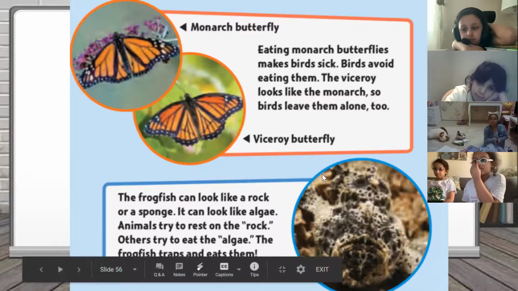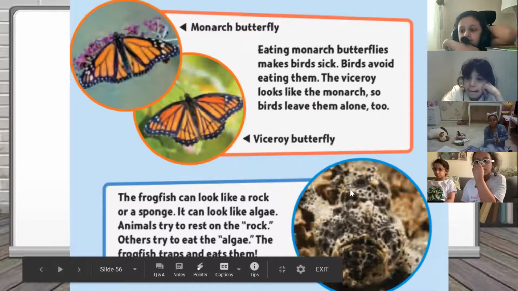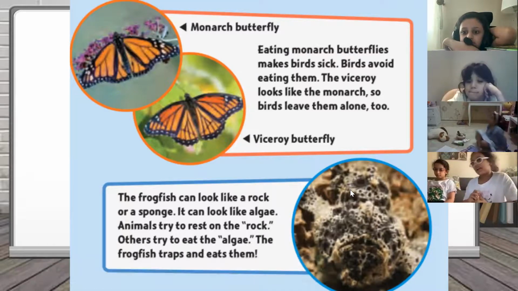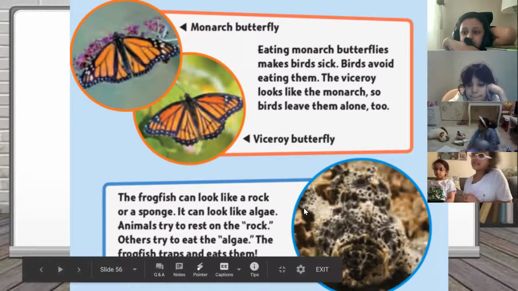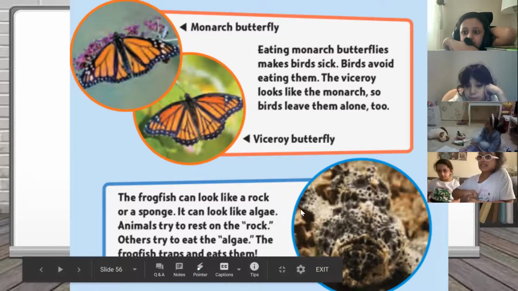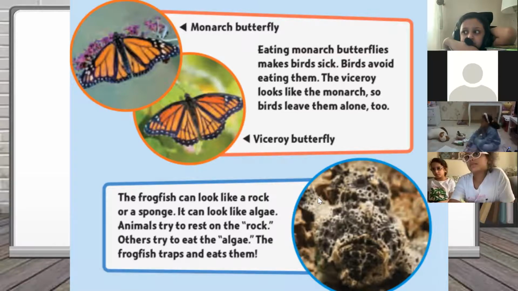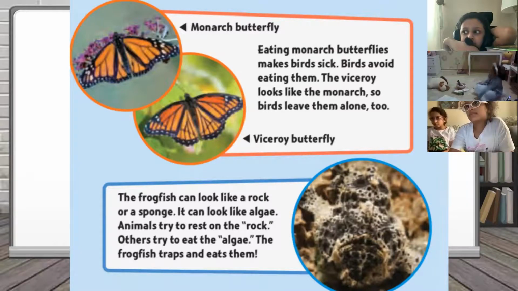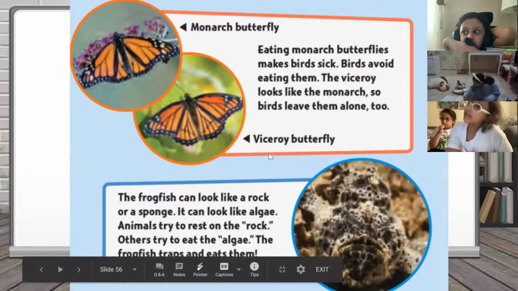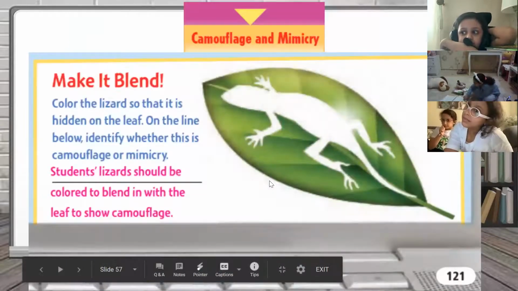So this fish mimics them. When the fish mimic, the fish have an adaptation called mimicry. Mimicry is to fool you, to make you think that they are harmless, but they are harmful. They can eat whatever comes next to them. So this is mimicry. Okay?